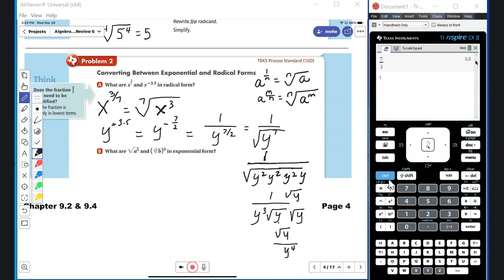Okay, we're going to convert the square root of a to the fifth. So we know that the index is 2. We have a to the fifth. The index is 2, so it's 1/2, right? So this is going to be the same as a raised to the 5/2.